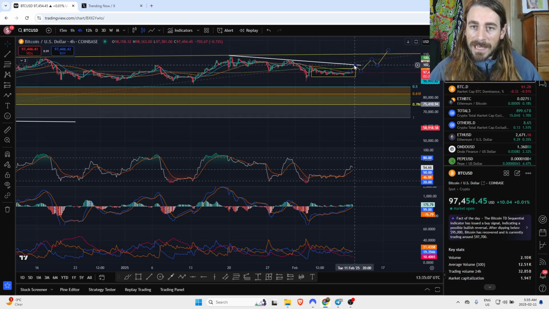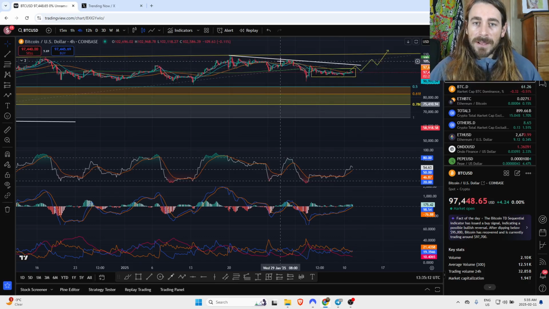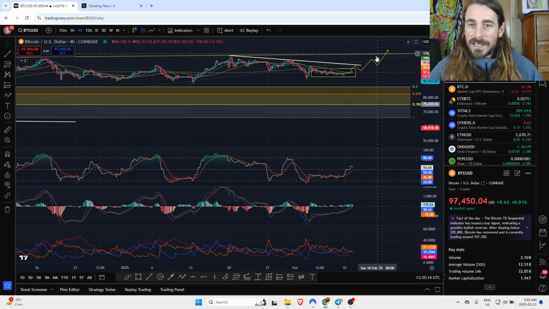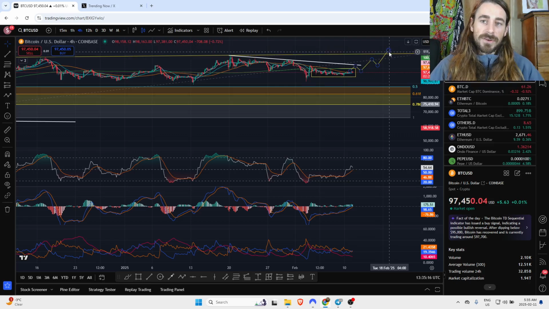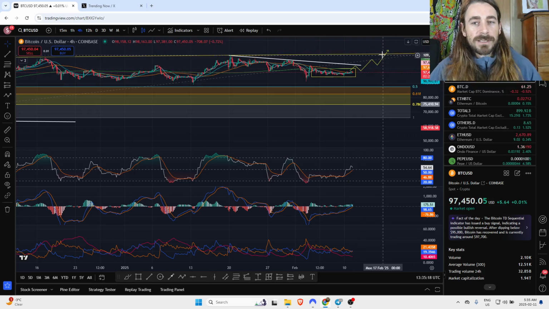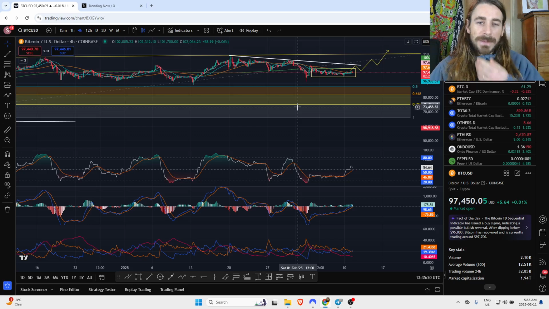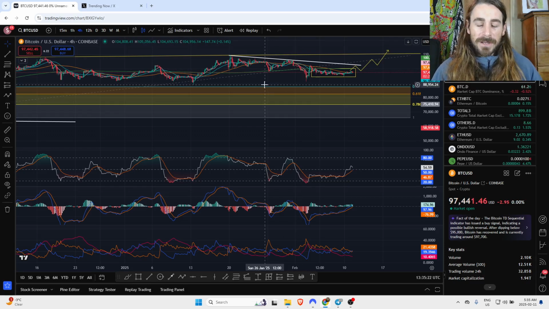We want to see that breakout, back test, continued higher low, higher high, and then confirm the breakout of this downtrend, and then I think we can attack those new highs, as well as maybe head towards some of my other targets. So I do have a potential top target of 120,000, give or take a few thousand.